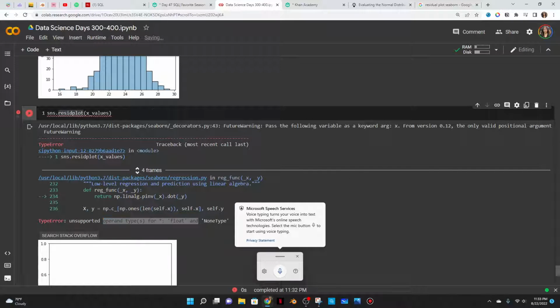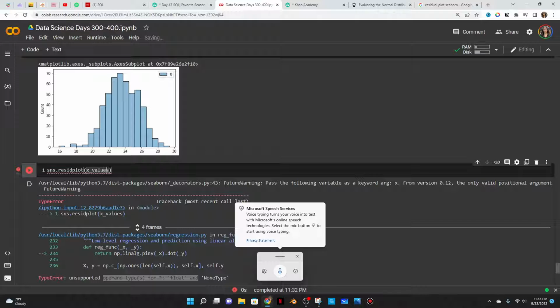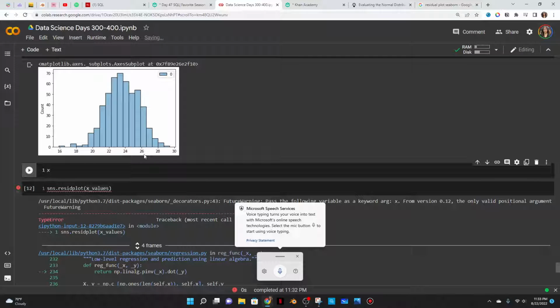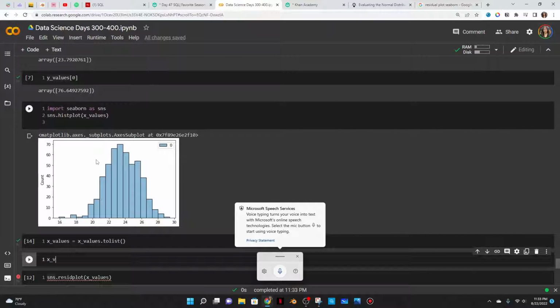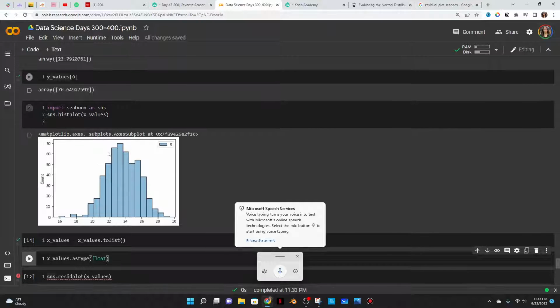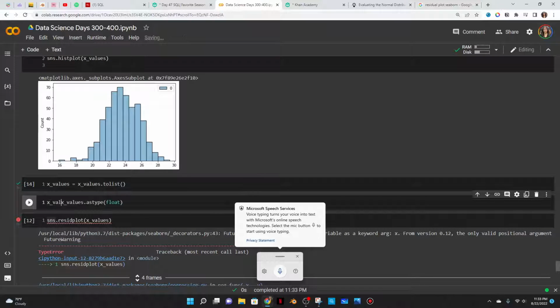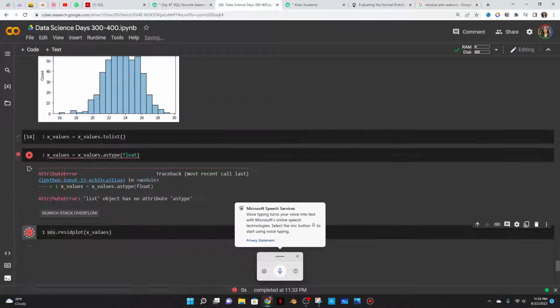Oh, it's because these are not okay. First of all, let me do x values dot to list because they're an array right now. And then from there, I'll actually just rewrite them. So x values, set that to that. And then after that, I'll just do x values as type, and then int, not int, they're float. So I'll do float and overwrite them. And let's see if that works.